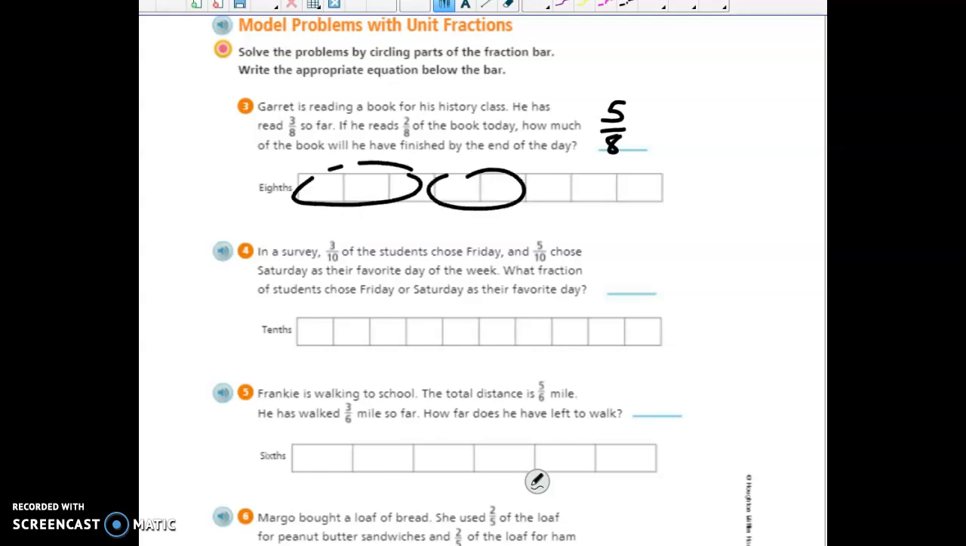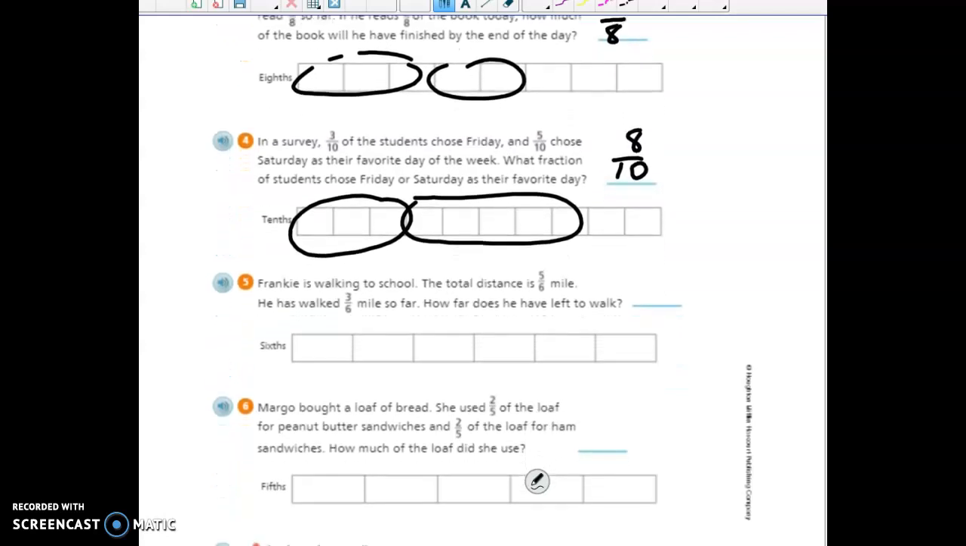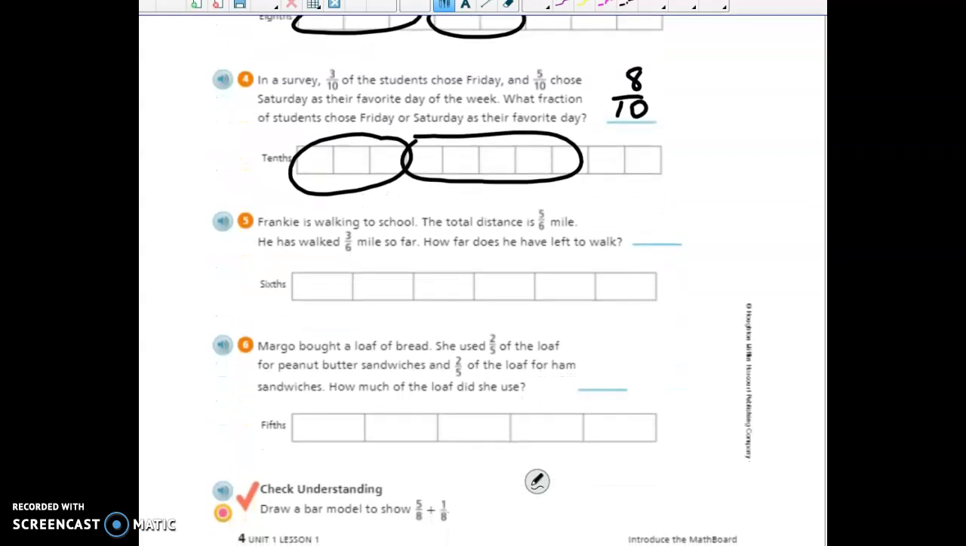Next one. In a survey, 3/10 of the students chose Friday and 5/10 of the students chose Saturday as their favorite day of the week. What fraction of the students chose either Friday or Saturday? Pause and answer. I'm hoping you said 8/10. It's really an addition problem. 3 and 5 would be 8/10. Okay, pause and answer the last 2 questions.